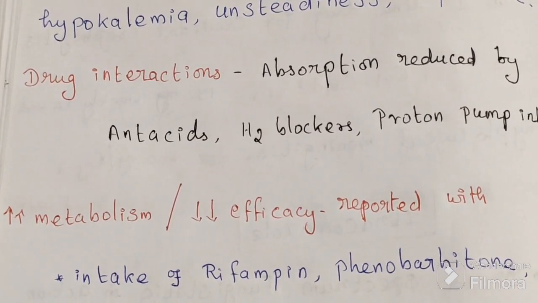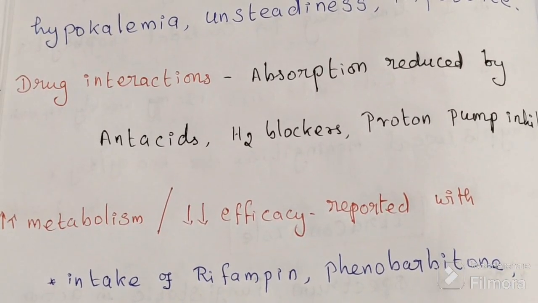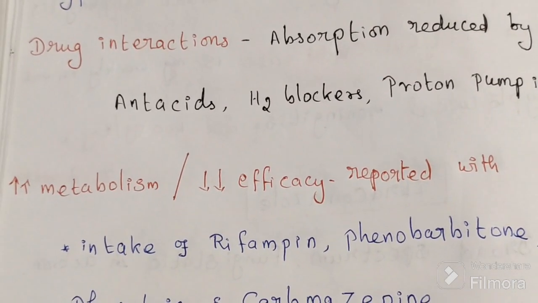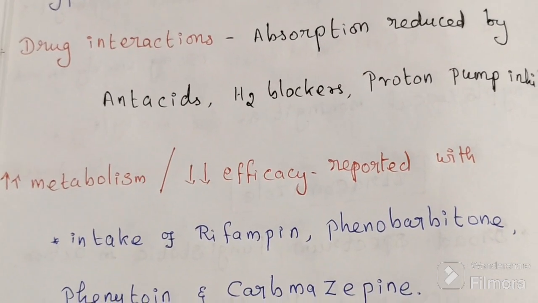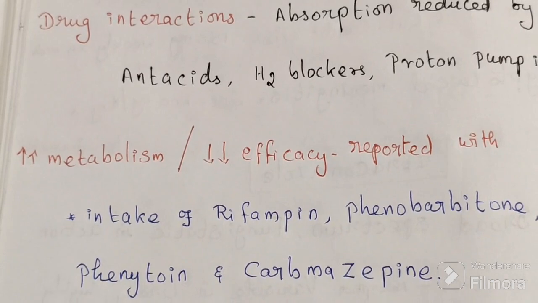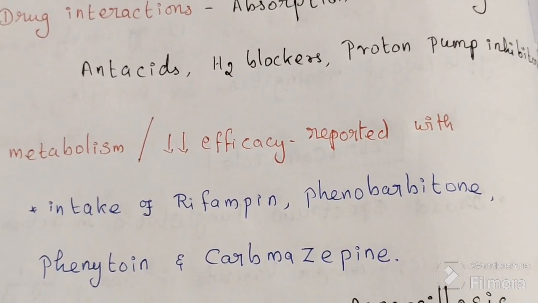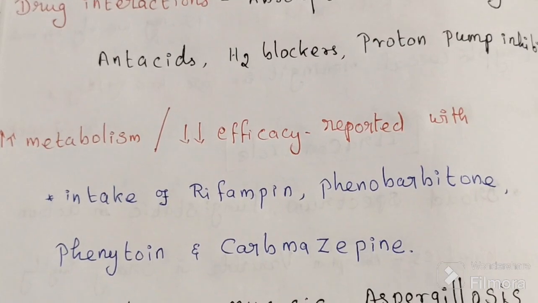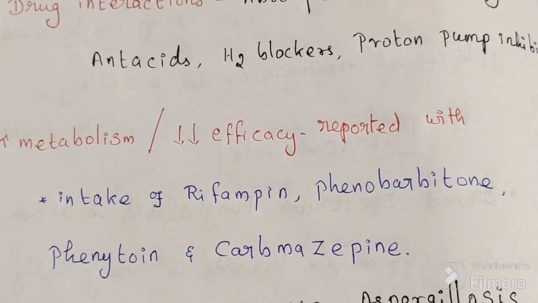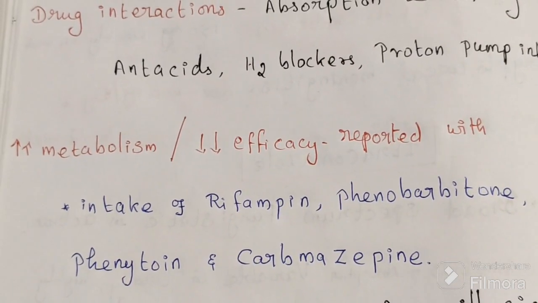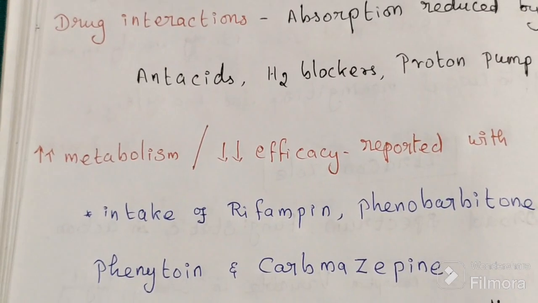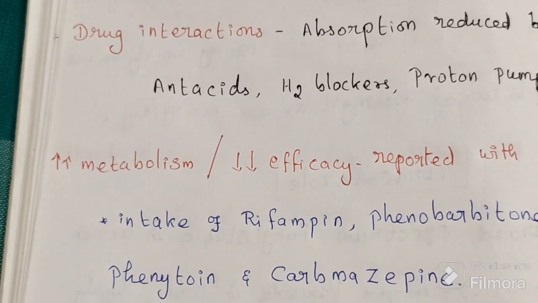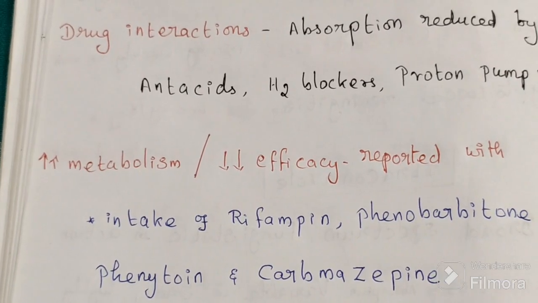Then increased metabolism or decreased efficacy of itraconazole is reported with concurrent intake of rifampin, phenobarbital, phenytoin and carbamazepine.